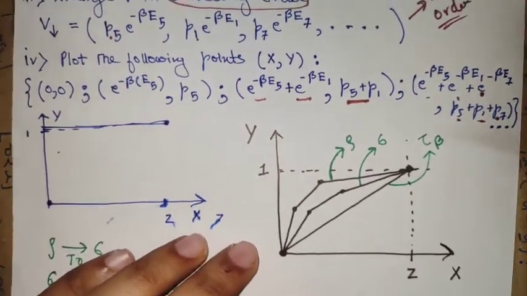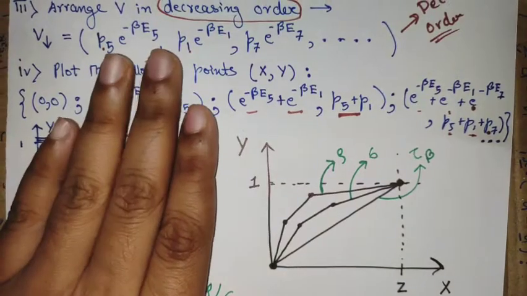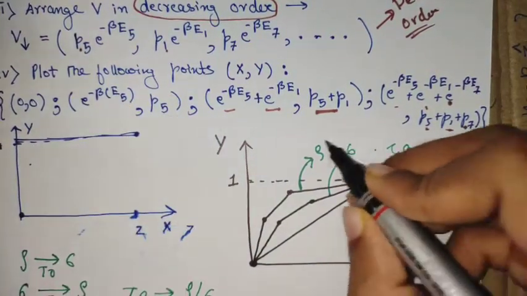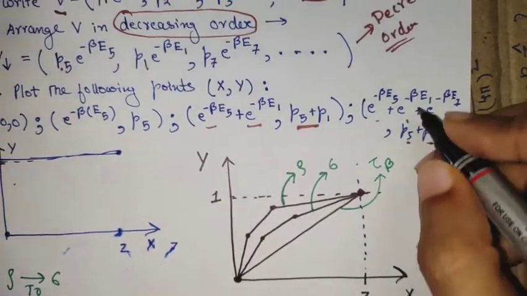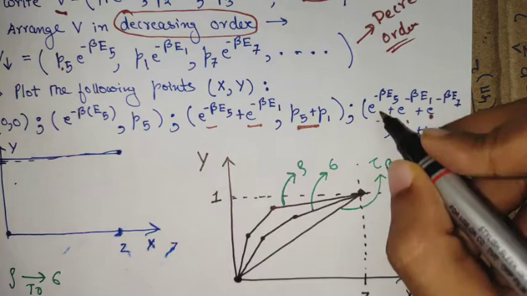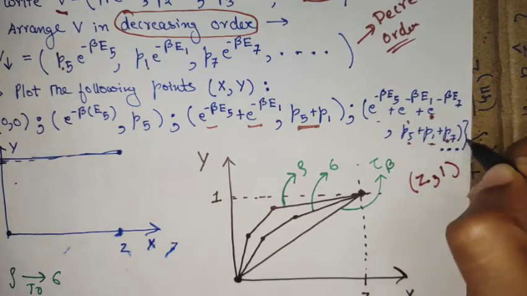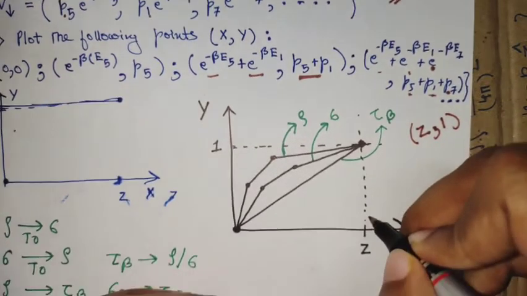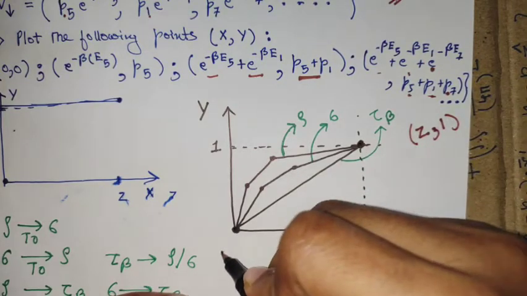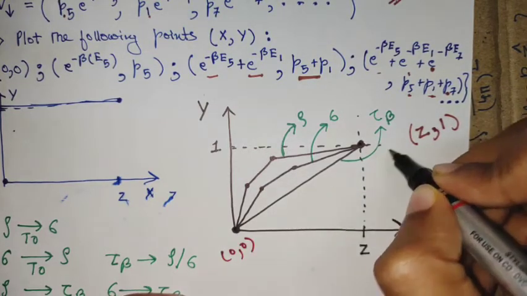So once we have done that, we will get a curve of this kind, such that the final value will always be of this form, the partition function Z, 1, because summation of all probabilities will be 1. So the final point will be this, and the initial point is always 0, 0, and this point is Z, 1.